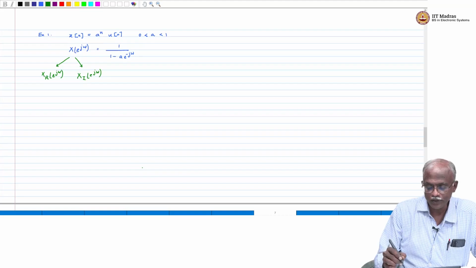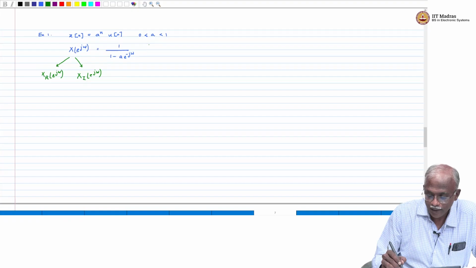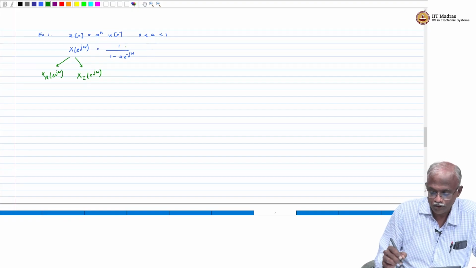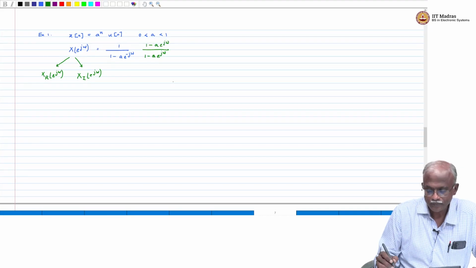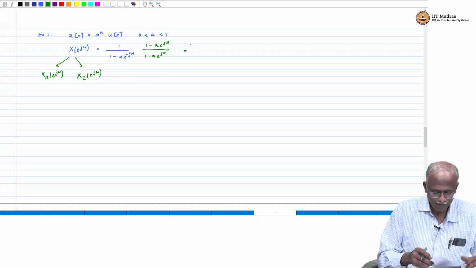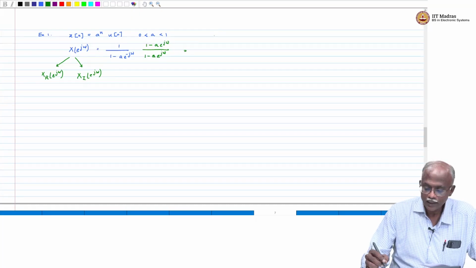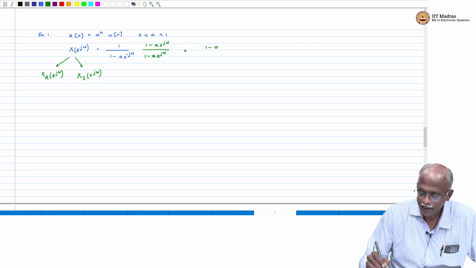Now, what is the best way to do that? This is a complex quantity, so multiply and divide by the complex conjugate. What is the complex conjugate of 1 minus a e power minus j omega? In the numerator also you write the same thing. Then you simplify. What you get in the numerator is 1 minus a cosine omega minus j times a sine omega.